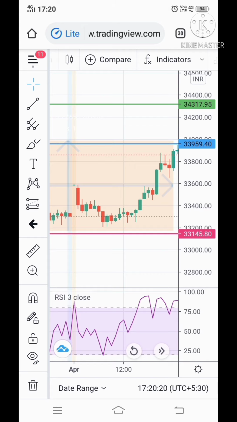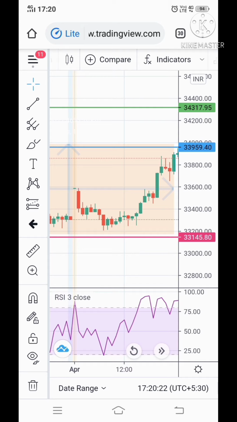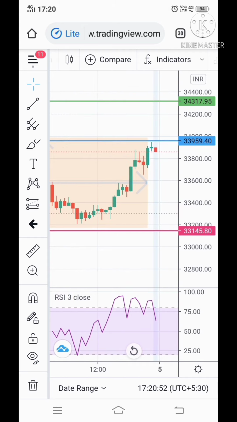So the preconditions are as follows. Note carefully. First thing is that there are some lines visible on the screen. The green, blue and pink lines are the support and resistance zones which I plot on the graph the night before I take a trade. This is my part of homework. And now the RSI chart is also open. What is the criteria for a trade?